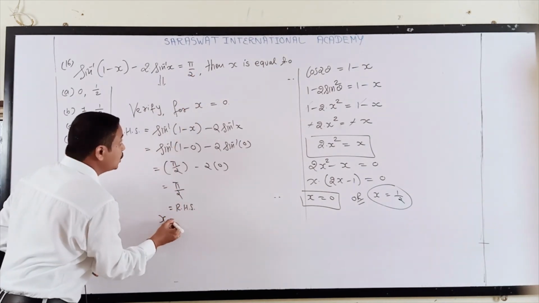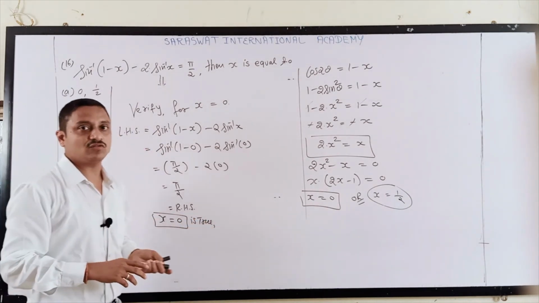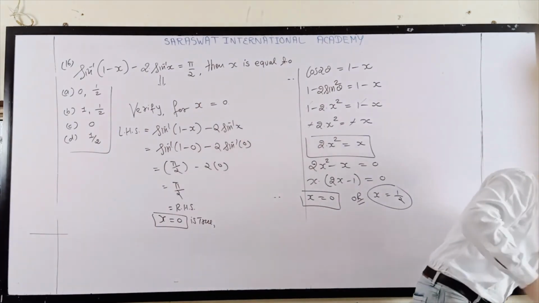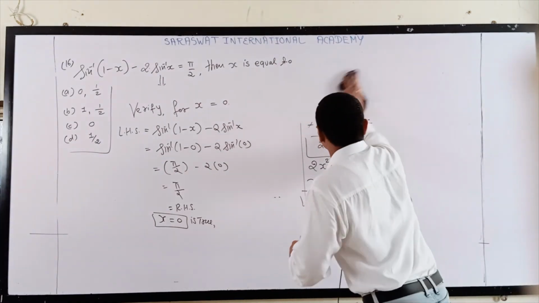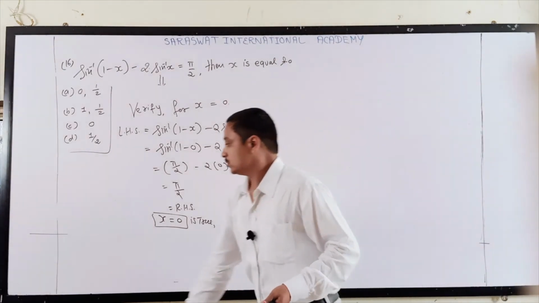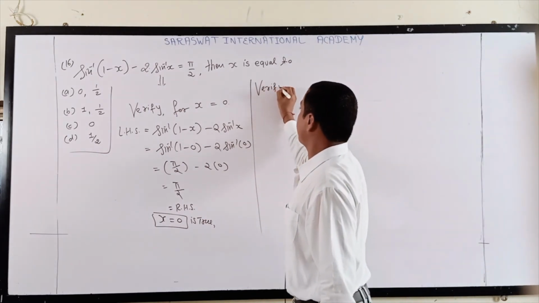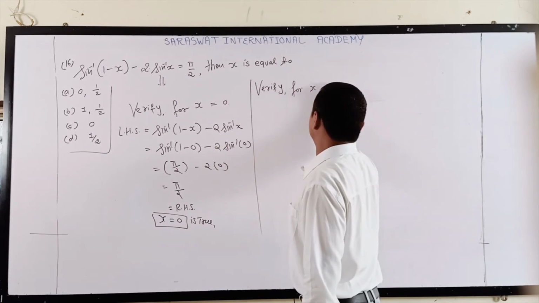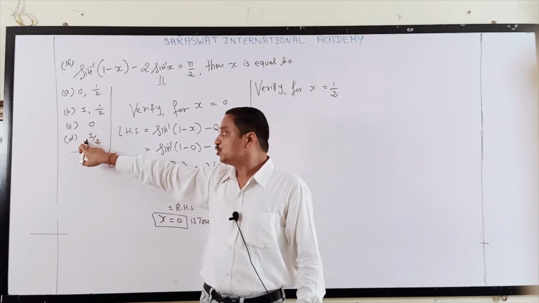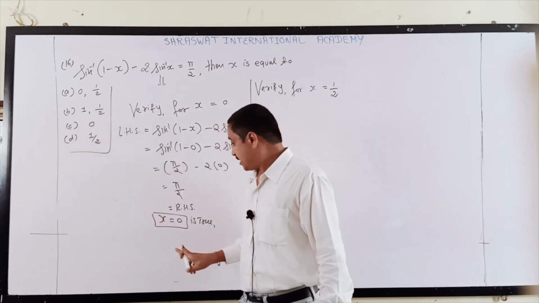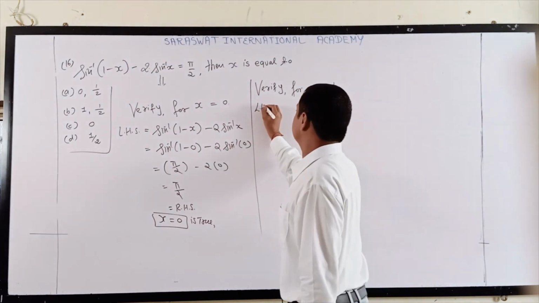Yes. It means x is equal to 0 is true. That's my first case to validate. Now I go to the second condition to check it. Now verification for x is equal to half. Check your options, students. One of them is 0 and half is also given. So you cannot directly tick mark the 0. Half is necessary to check. So our LHS.